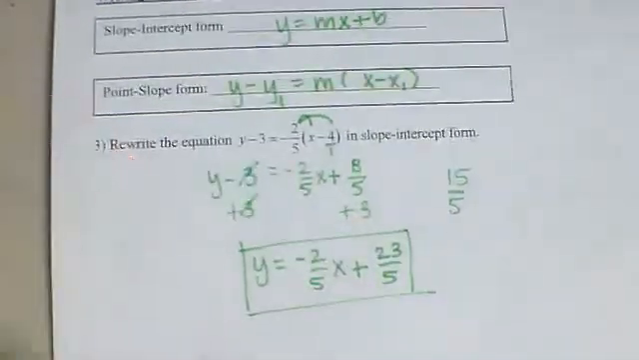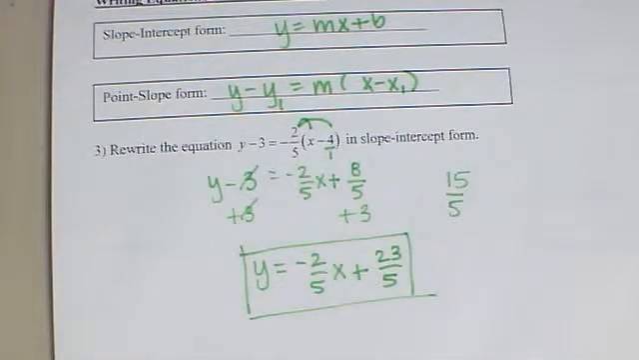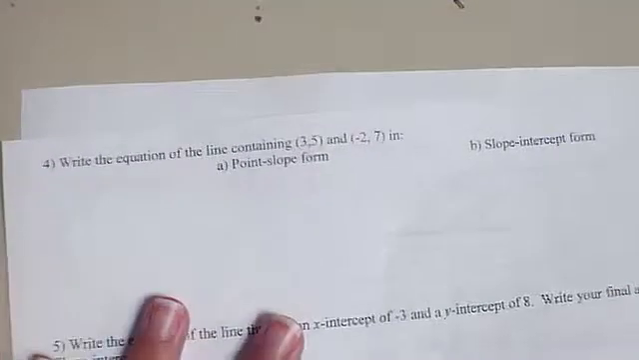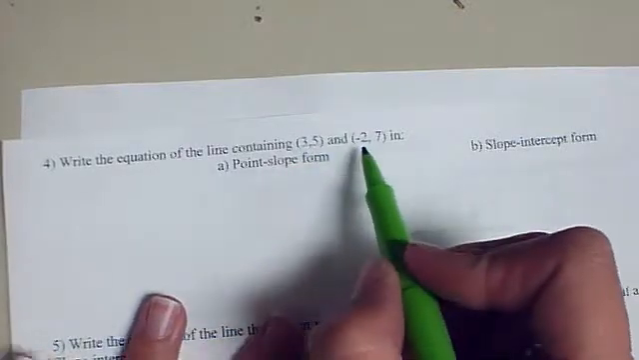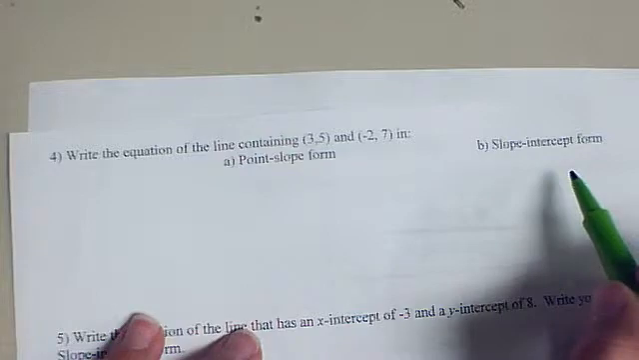We've written that one in slope-intercept form. There's our slope. There's our intercept, our y-intercept. Okay, on the back side of your notes, we did a couple more examples of this kind of stuff. In particular, if we're given 2 points, can we write the equation in point-slope form and in slope-intercept form?